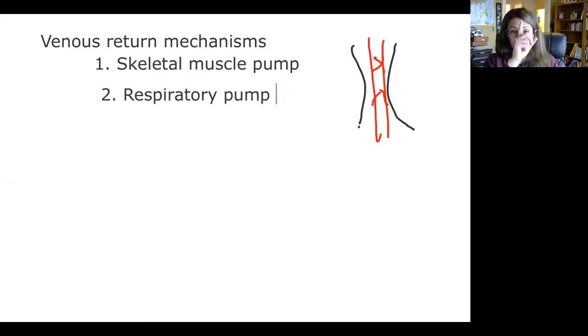Then you expire, the diaphragm moves up and compresses your thoracic cavity. That's going to compress the veins and force the blood to move to the heart. So alternating between inspiration and expiration compresses the veins and moves the blood towards the heart. Okay, questions on that one?